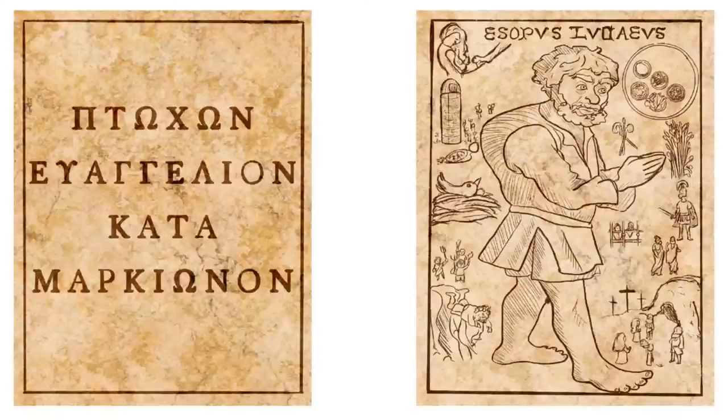So this is the cover of the book on the left, which just means Gospel of the Poor according to Marcion. So the whole idea of the book is we need to center Marcion's gospel. And if we use Marcion's gospel, we can actually reconstruct Q scientifically. And then on the right is the back cover of the book.